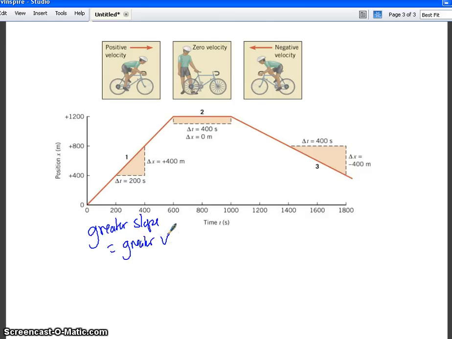Okay, this person right here was traveling at 2 meters per second. You can see here the slope of this line isn't as high as this line here. It's a little bit more flat, and so over here the slope is -1 meters per second. The other one here is +2. Notice I'm only looking at the magnitude, the number. Okay, I'm not concerned about the direction necessarily, just the magnitude. So greater slope equals greater velocity. Okay, greater slope equals greater velocity.